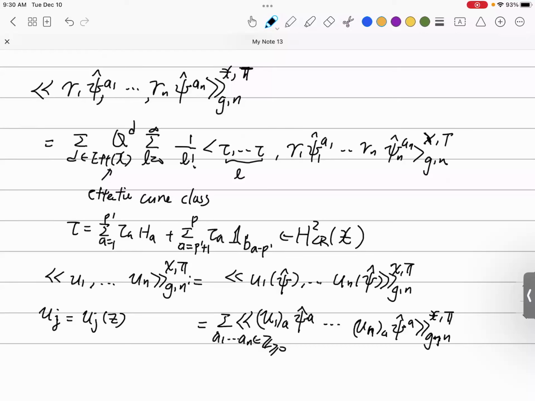It's a generating function, for fixed g and n, of genus g, T-equivariant descendant Gromov-Witten invariants of our target Calabi-Yau 3 orbifold with n insertions. So this is the definition.